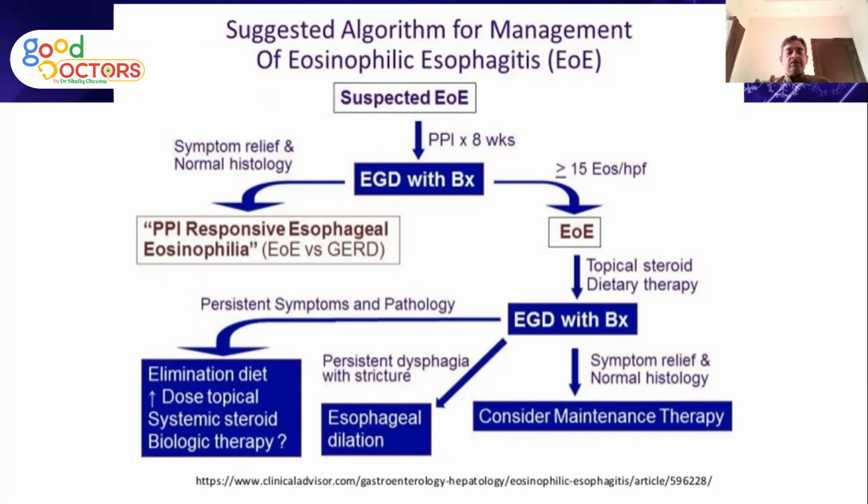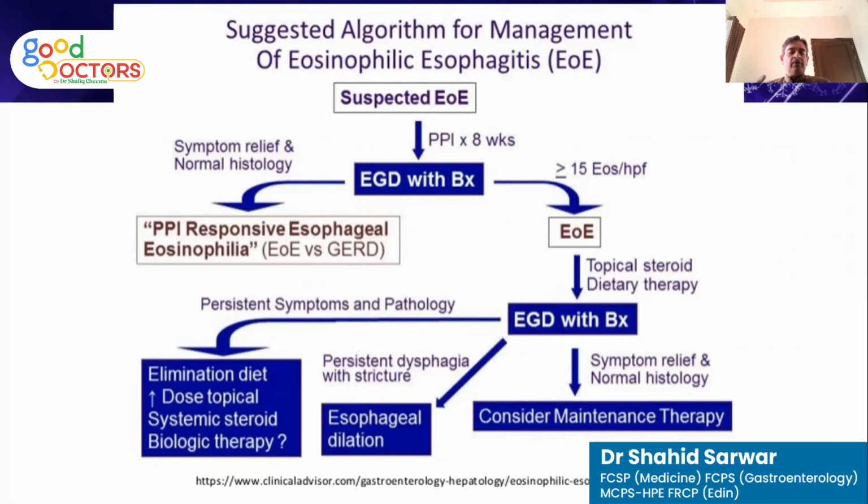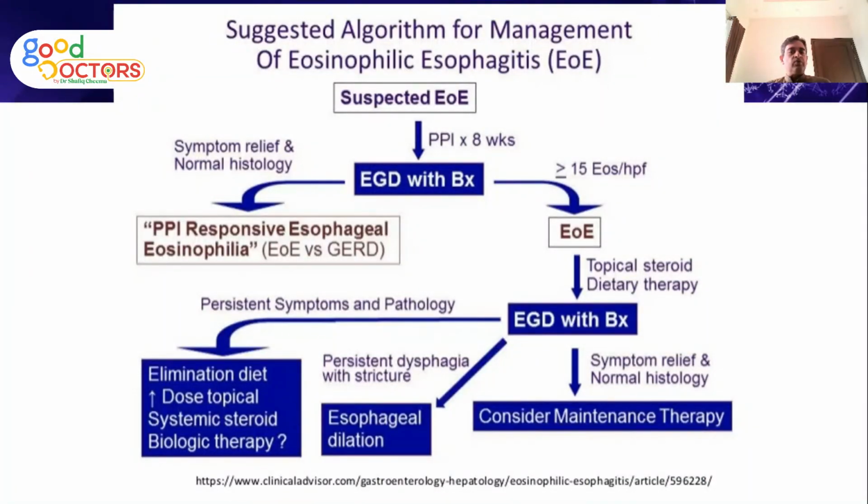And obviously, if the patient has improved, you will consider maintenance therapy. Some form of maintenance will be needed to keep the patient free of symptoms. If the patient continues to have persistent dysphagia, you will go for endoscopic dilatation if needed. And in case of failure of topical steroids and other dietary options, the possibility of considering systemic steroids and biological therapies, which we have already talked about, will be in these patients who are refractory to all those treatment options.